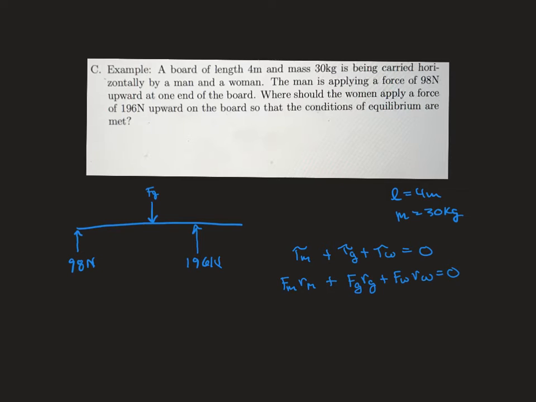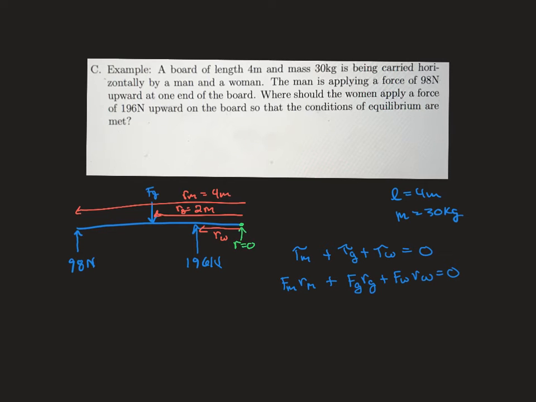So I'm going to make my life easy, and I'm going to put r equals 0 right here at the other end of the board. So that means that this lever arm here of the woman is my unknown. This would be half of the length of the board because it's applied at the center. And then this one here, so this was r_G, r_M is going to be the full length of the board.